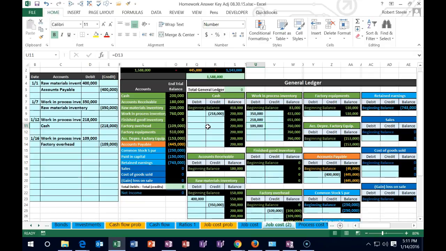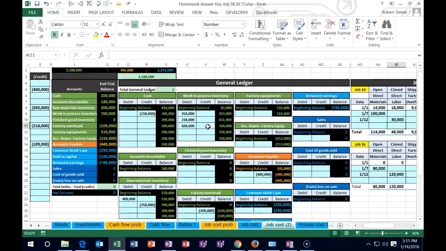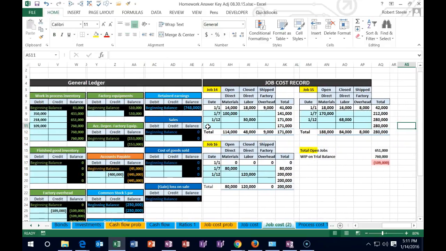So this is the general ledger. We're going to back it up on the job cost sheet. So we're going to scroll over to the job cost sheets. Over here we got job 14, 15, and 16. So in job 14, as of the 116 in this case, we're going to go over to the factory overhead, and we're going to do the same calculation we did in the journal entry, but we're going to do it by job in this case.